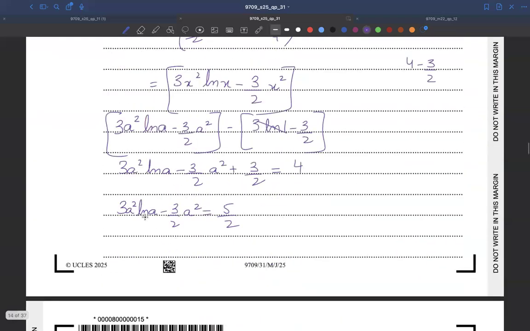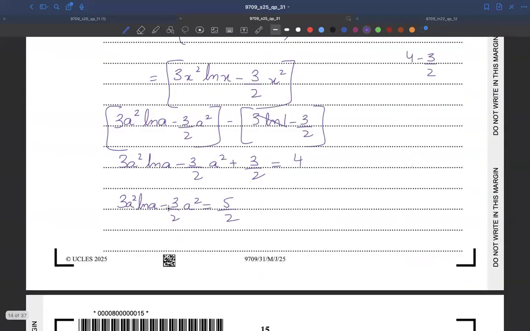And then taking 3 upon 2 a squared on the other side, we get 3a squared ln of a is equal to 5 upon 2 plus 3 upon 2 a squared. Continuing the working over here, okay, now we'll divide by 3a squared on both sides.